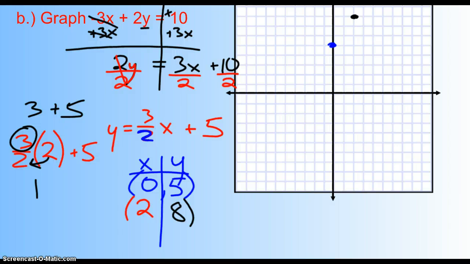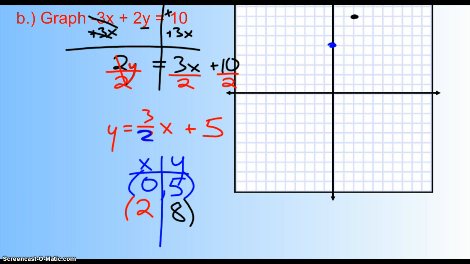Now I'm going to run out of space if I continue further, so you've got a couple options. You could put in a negative number if you want to, or just extend your graph. So let's just see what happens if I put negative 2 in. So I would get negative 2 divided by 2, which is negative 1 times 3. I get negative 3 plus 5, which is 2. So negative 2, 2, which is right here.